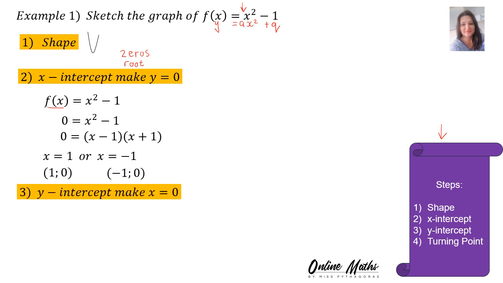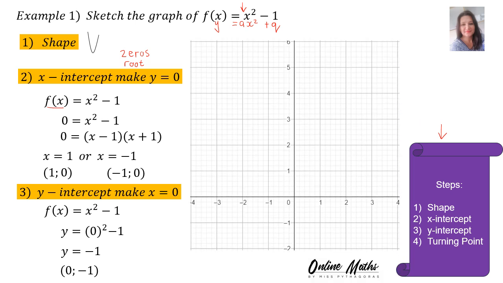Then step 3 is the y-intercept, and the rule is y-intercept make x 0. And then there's our equation. In x's place we substitute 0, and then y is negative 1. And as a coordinate, that will be 0, negative 1. And when our graph is in the form y is equal to ax squared plus q, the y-intercept is also the turning point. So then we can plot the coordinates of the x-intercepts there at 1 and 0 and negative 1 and 0. The y-intercept is 0 and negative 1.